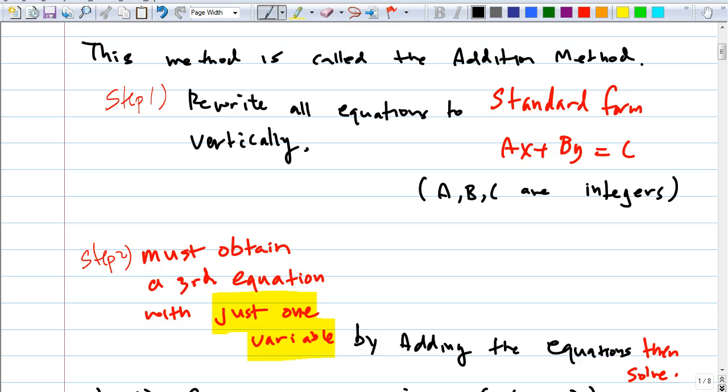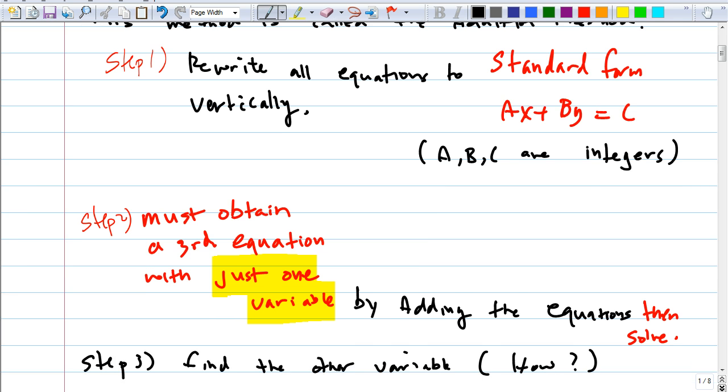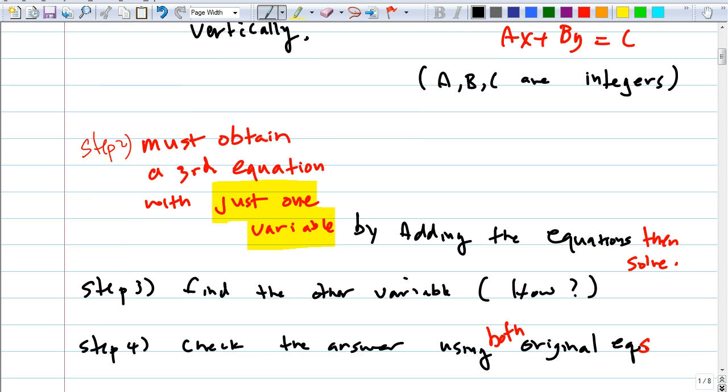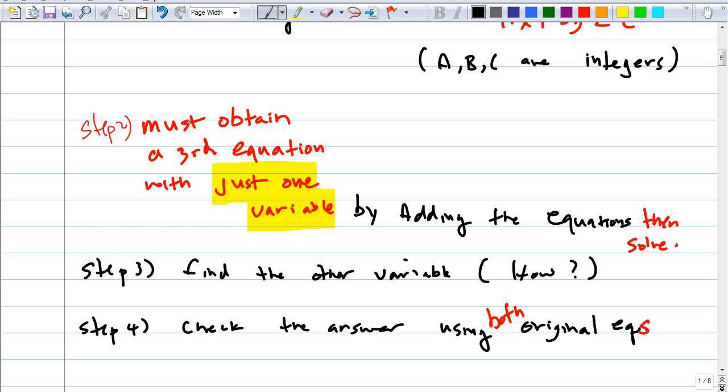How do we then solve for the other one? Let's say you solve for x. So let's say the y cancels out, and you got x equals something. And what do you do with that x? You plug it in. You find the other variable. How do you do this? You plug it in to one of the original equations. And then lastly, you check the answer using both original equations. Right now, it may not make a lot of sense. When we do an example, it will make sense. So write this down for now, and then let's do an example in a minute. Go ahead and write it down.